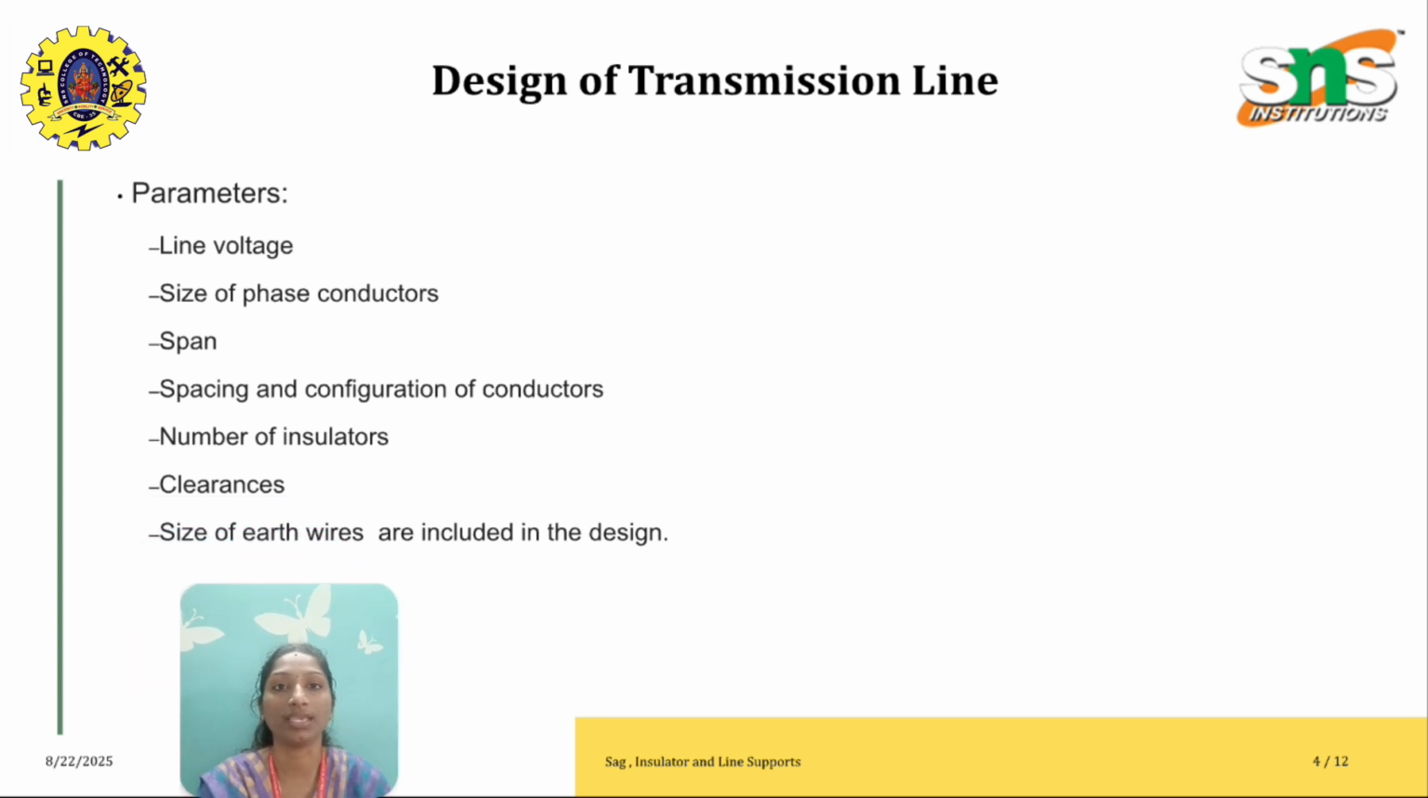Coming to the parameters of transmission line design, the basic thing is the line voltage which we are going to transfer from one place to another. The size of the phase conductors, the span, which is the distance between the two poles, spacing and configuration of conductors, number of insulators, clearances and size of earth wires are included in the design. We have to consider all these parameters before designing a transmission line.